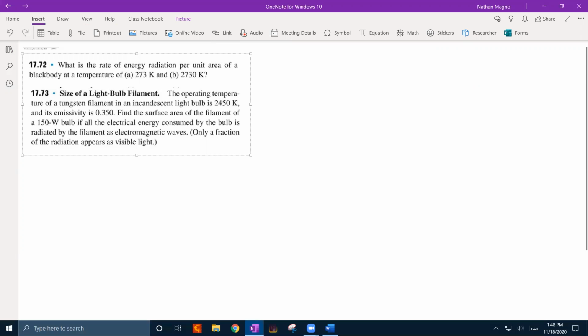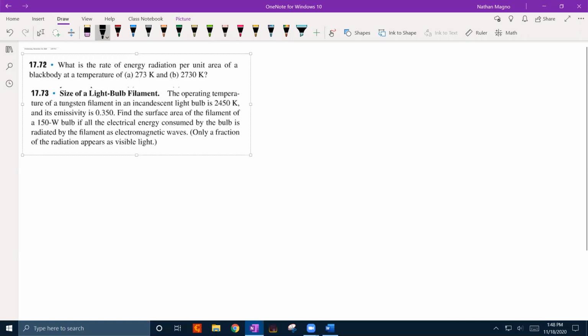So for part A, what is the rate of energy radiation per unit area of a black body at a temperature of 273 Kelvin and 2,730 Kelvin? Part A, any ideas? Has Professor Rudy gone over this? Dang, okay, so I have to give you all the equation.